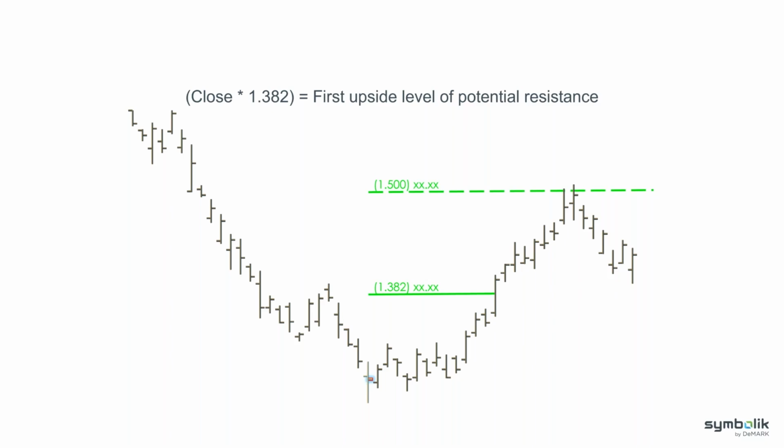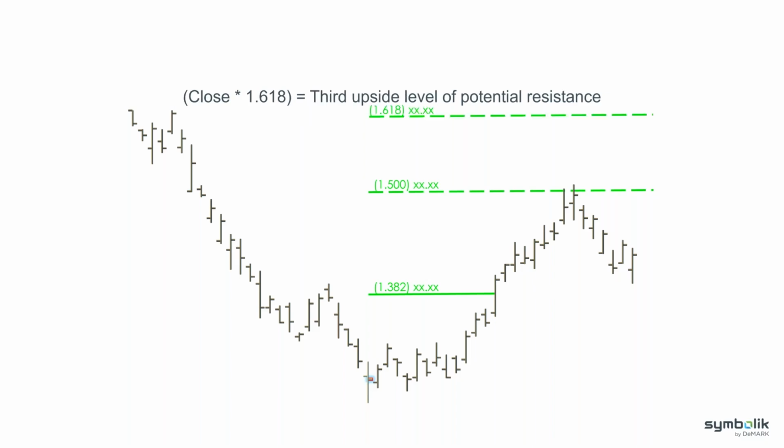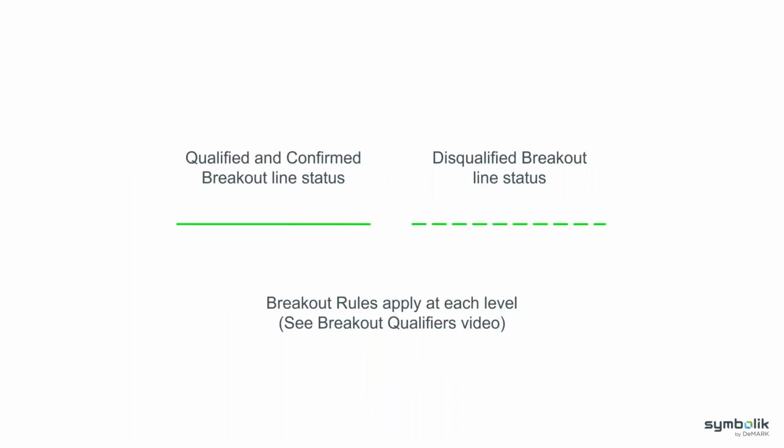So as opposed to the downside, which are 0.382, for upside we're multiplying it by 1.382. And that would be the first level of potential resistance. The close times 1.5 would be the second level. And then the close times 1.618 would be the third level. Similar to the downside, a solid line indicates a qualified and confirmed breakout, and a dashed indicates a disqualified breakout.